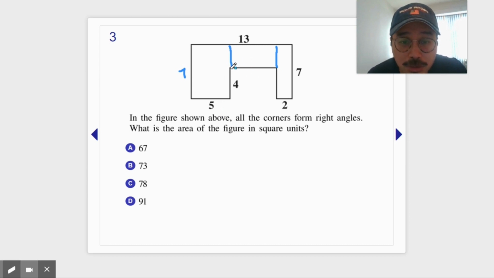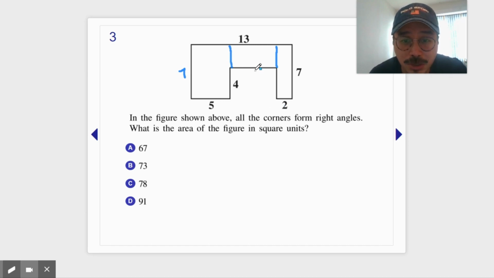So to know how long this is, I know this is 13. If this is 5 and this little part's 2, the rest of the 13 will be right here. So 13 minus 5 is 8, right?